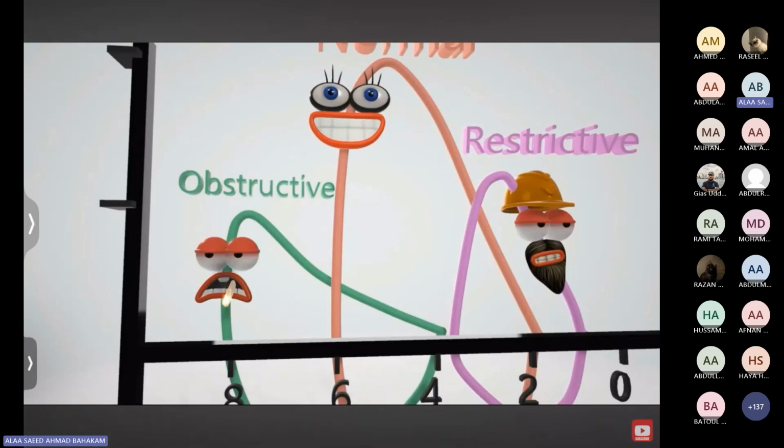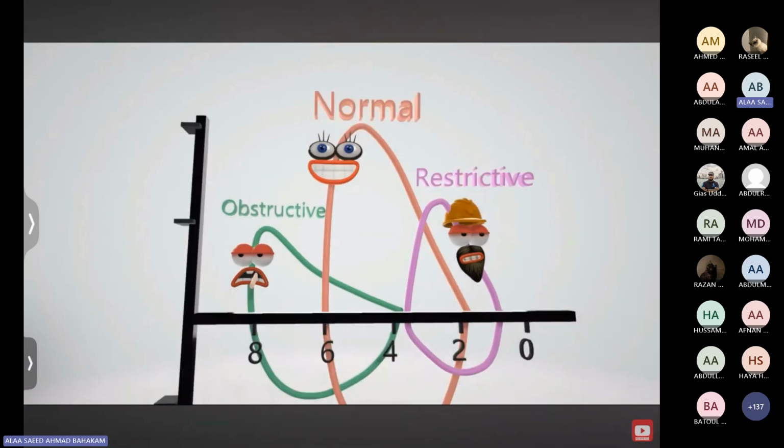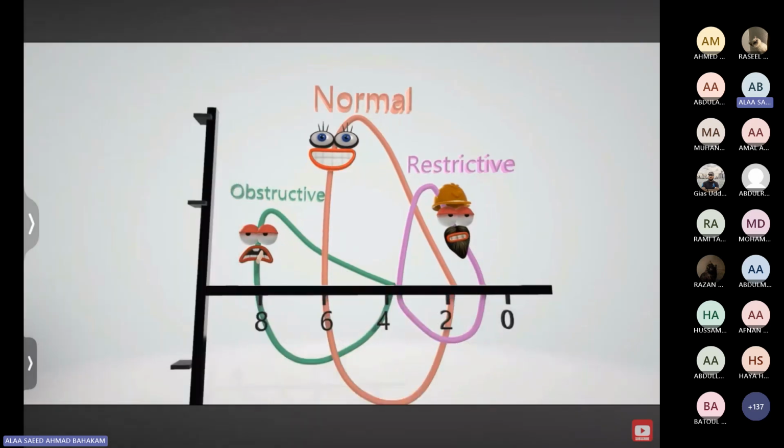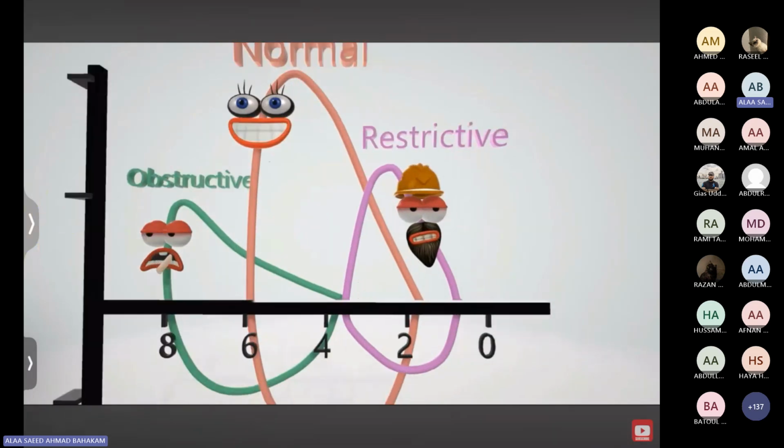Obstructive lung disease includes things like emphysema and chronic bronchitis, often associated with smoking. And thus we have this guy over here who's smoking. And what we note is that the entire curve shifts to the left. And that's because there is an increase in residual volume due to the air trapping. And there's also an increase in total lung capacity. The total lung capacity goes from normal, which is at 6, to larger than 8 liters. We also note the characteristic kink over here, and that's due to the obstruction during inspiration.